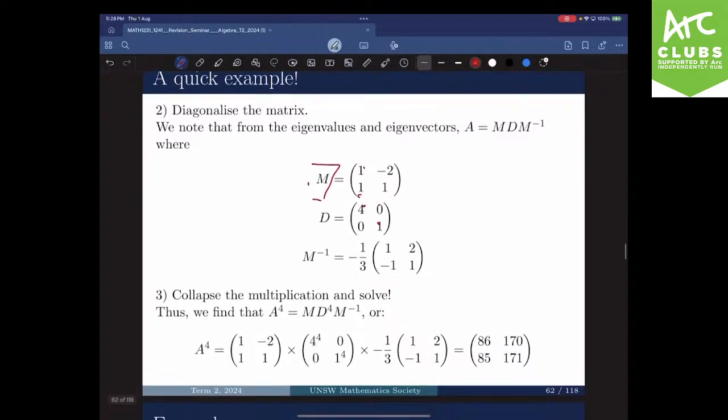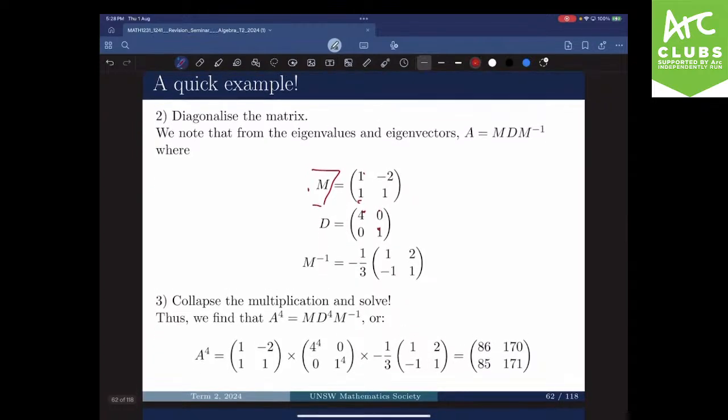And thus, we can collapse the multiplication and solve. So we get that A to the 4 is equal to M times D to the 4 times M inverse, or A to the 4 is equal to this times this times this. And you can compute it really easily, and we get this. So we understand how this works.